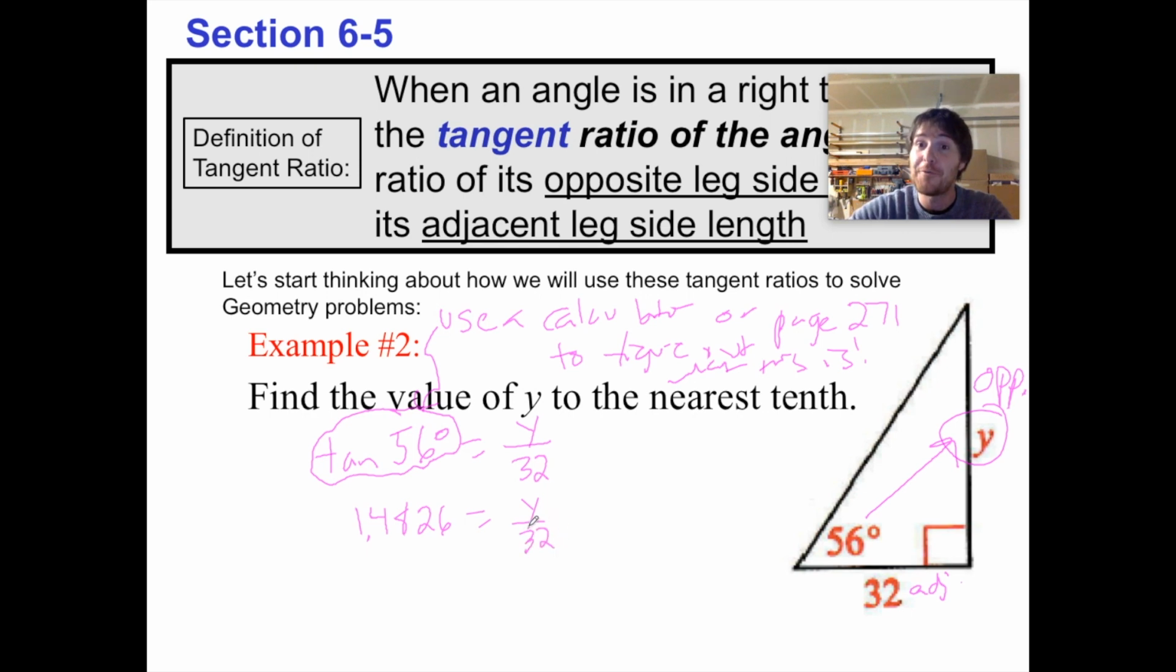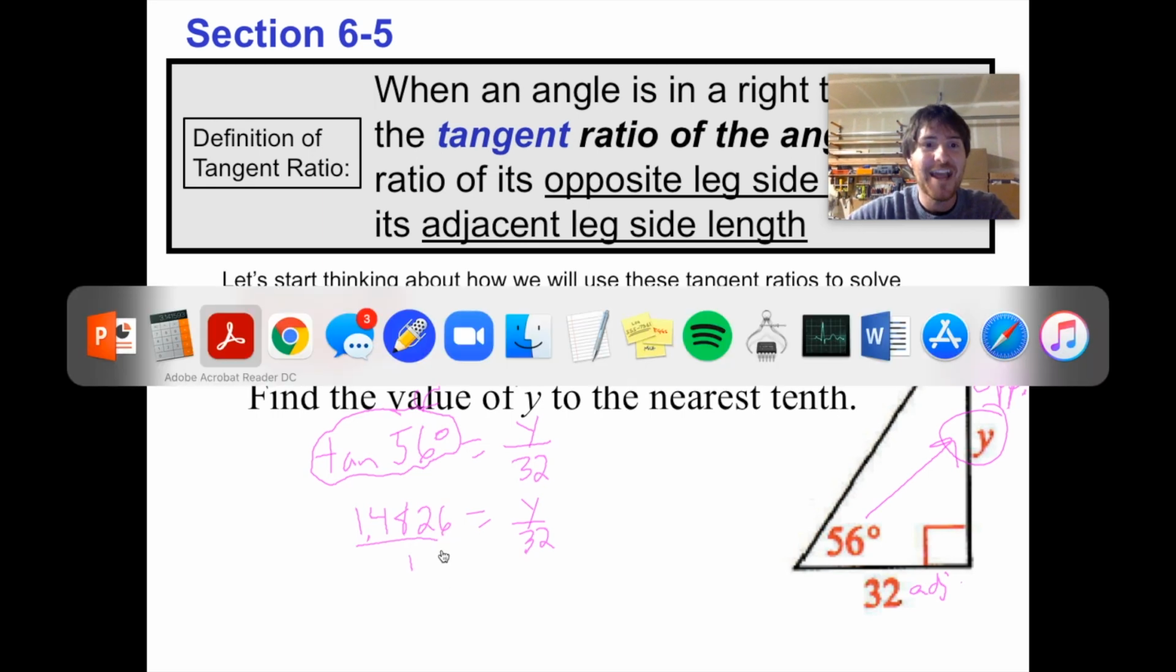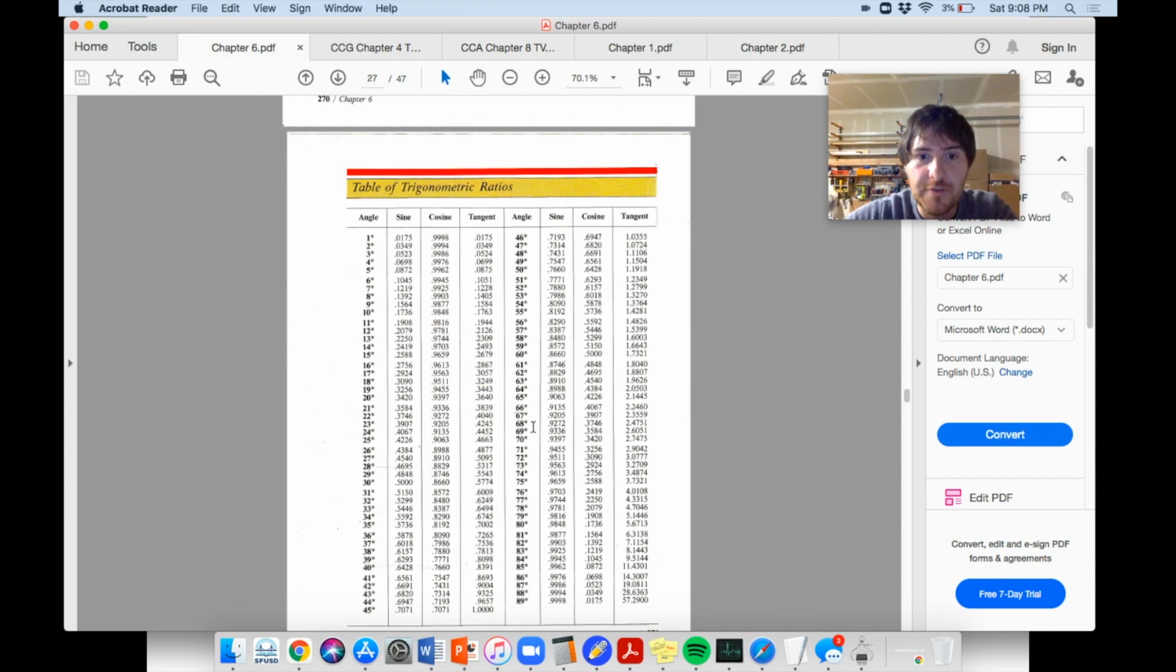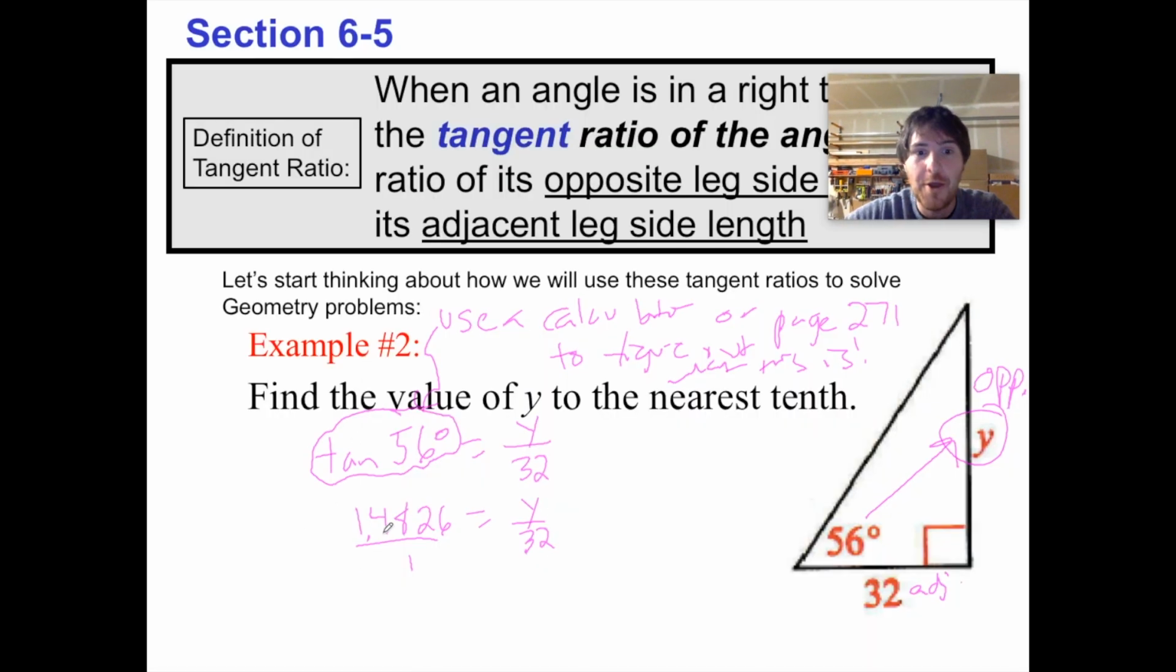And now I need to solve for y. So what do I have to do here? Well, remember, this is a ratio, 1.4826 to 1. I could have used my trig table to do that too. 56 degrees is right here, and look at that, 1.4826. Calculator or page 271, that's what's going to tell you your tangent ratios. You don't have to memorize them.